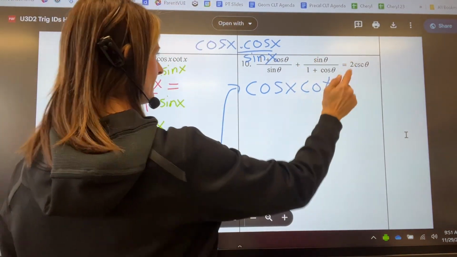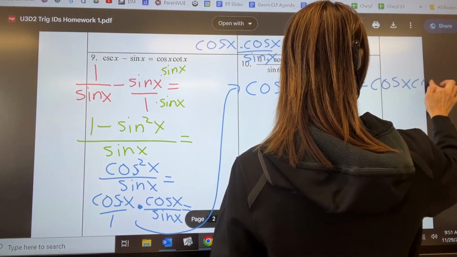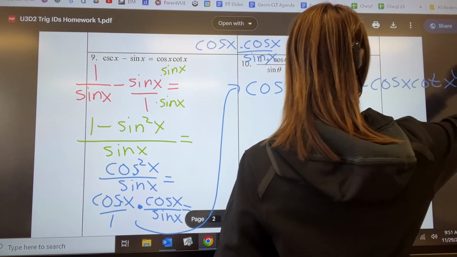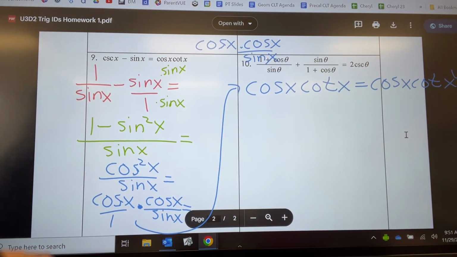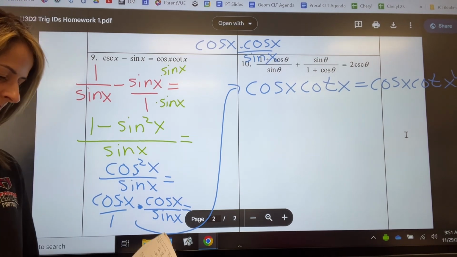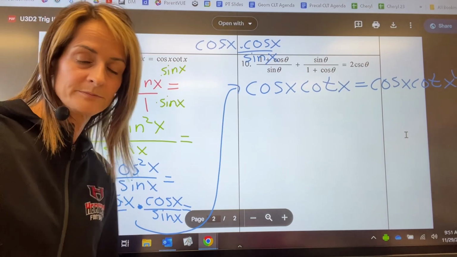Now that is the same as the right, so I can finish the identity and verify it. That was a little bit trickier. We've got one more problem coming up.